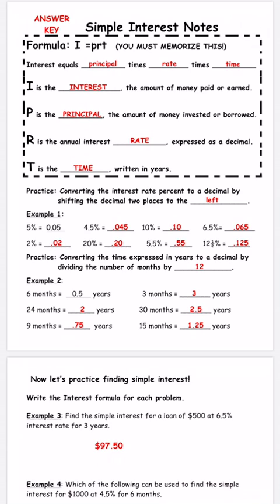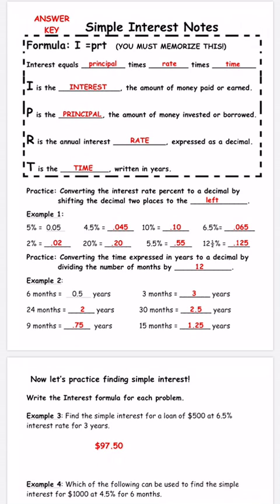I want you to be able to understand what this means, the formula. If you look at the top, it says formula, I equals PRT. You must memorize this, right? This is a simple interest formula, okay? How do you memorize it? I think of it as I party. Interest equals P, principal, times R, rate, times the time.